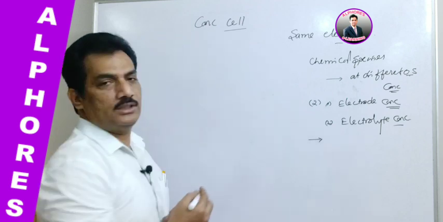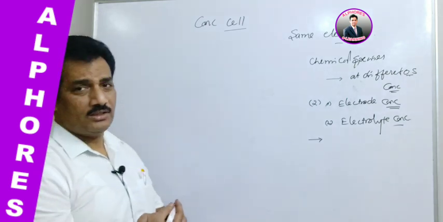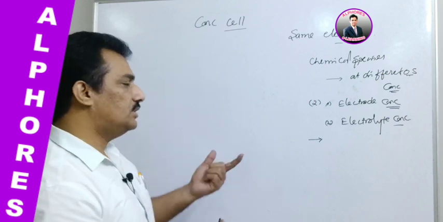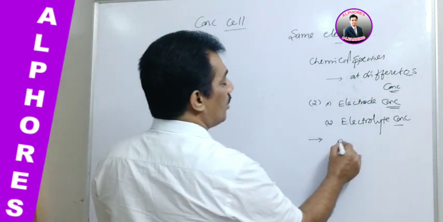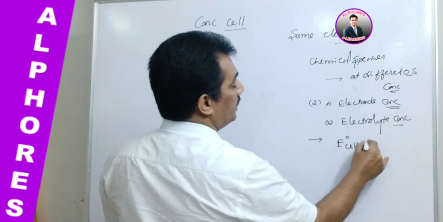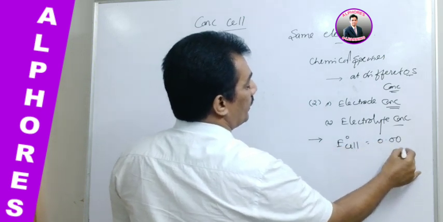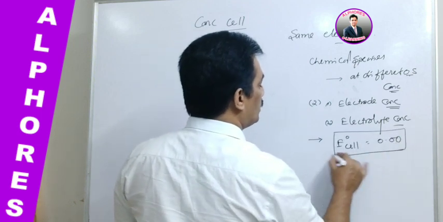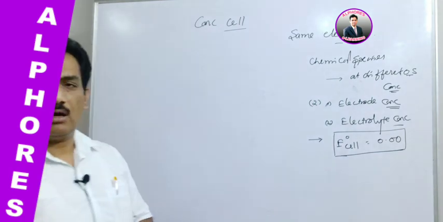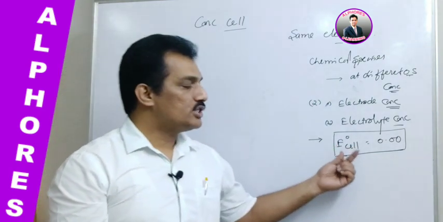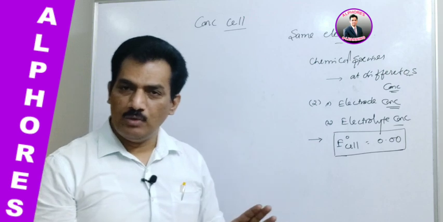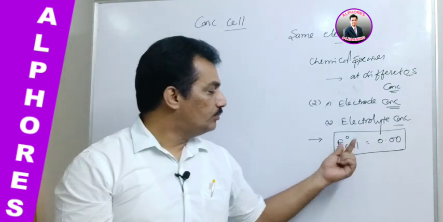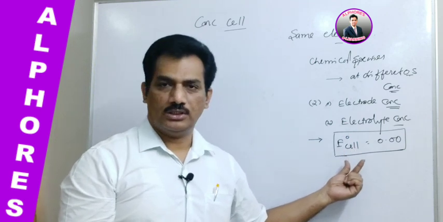And what is the main characteristic feature of this concentration cell? Do you remember that? Can you guess it? It is nothing but E0 cell is 0, because both the two electrodes are from the same metal or non-metal, and thereby their SOP and SRP values will be same in magnitude but with opposite sign. So the sum automatically becomes 0. This is the main characteristic feature of concentration cell.